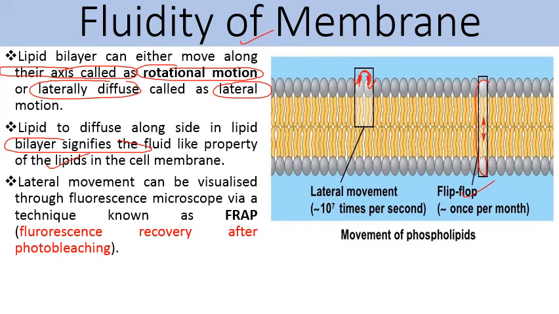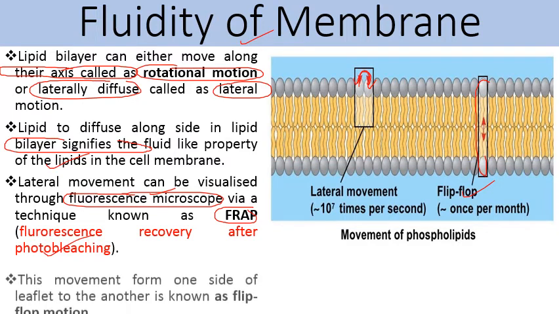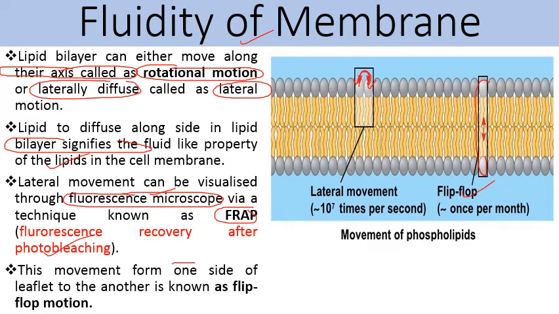The lateral movement can be visualized through a fluorescence microscope. अगर हमने ये जो movement है ये देखनी है, so we can use a device known as fluorescence microscope by a technique named FRAP, and it stands for fluorescence recovery after photobleaching. So इस टेक्निक से हम इनकी मोशन को चेक कर सकते हैं या ऑब्जर्व कर सकते हैं. This movement from one side of the leaflet to the other is known as flip-flop motion. जो ये lipids की movement है इस one leaflet से दूसरे leaflet में, this movement is known as flip-flop motion.